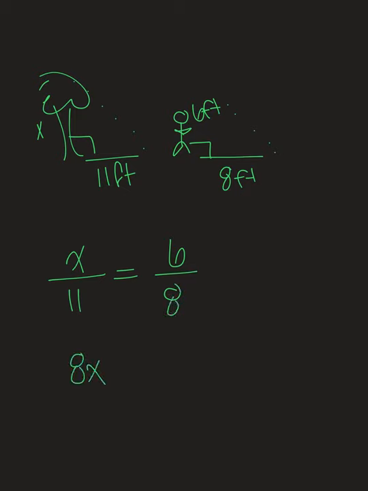So you have 8x equals 66, and then when you divide, you're going to do 66 divided by 8, and you get 8.25 feet. So the tree is 8.25 feet.